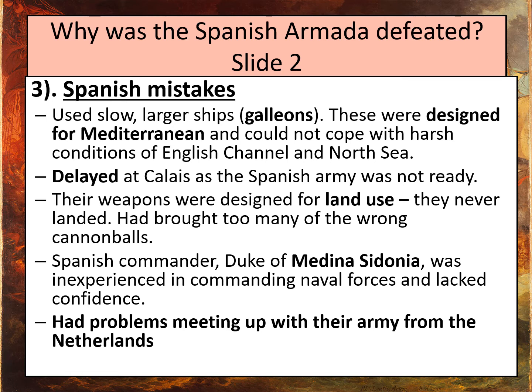Of course, as well, we have Medina Sidonia, who was inexperienced, and maybe they should have delayed longer after the death of Santa Cruz. That was bad luck, but it was poor planning to then go ahead with someone that wasn't necessarily capable of leading the attack. And they had problems meeting up with their army from the Netherlands, and that meant that those 30,000 soldiers weren't there, waiting and ready. So pretty much every aspect of the plan was flawed.